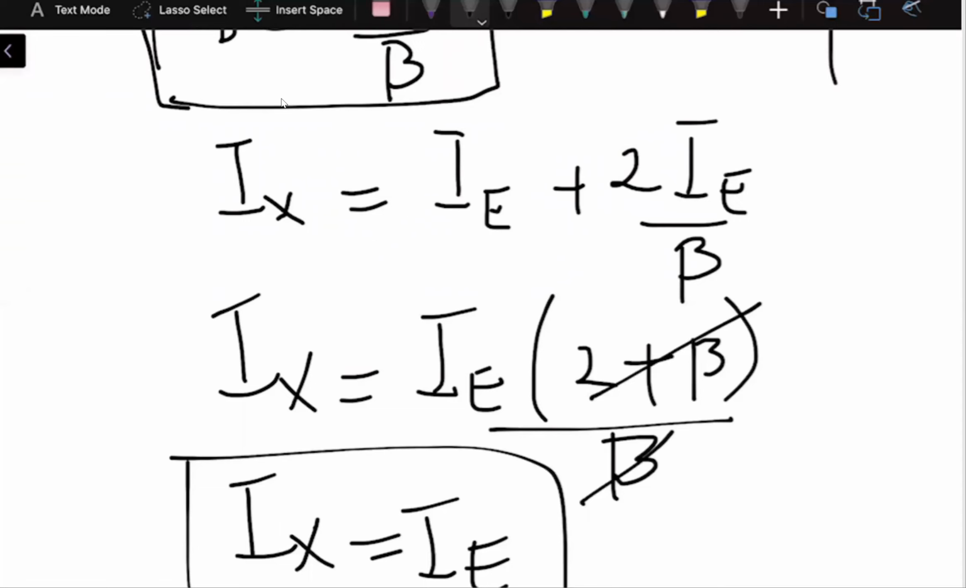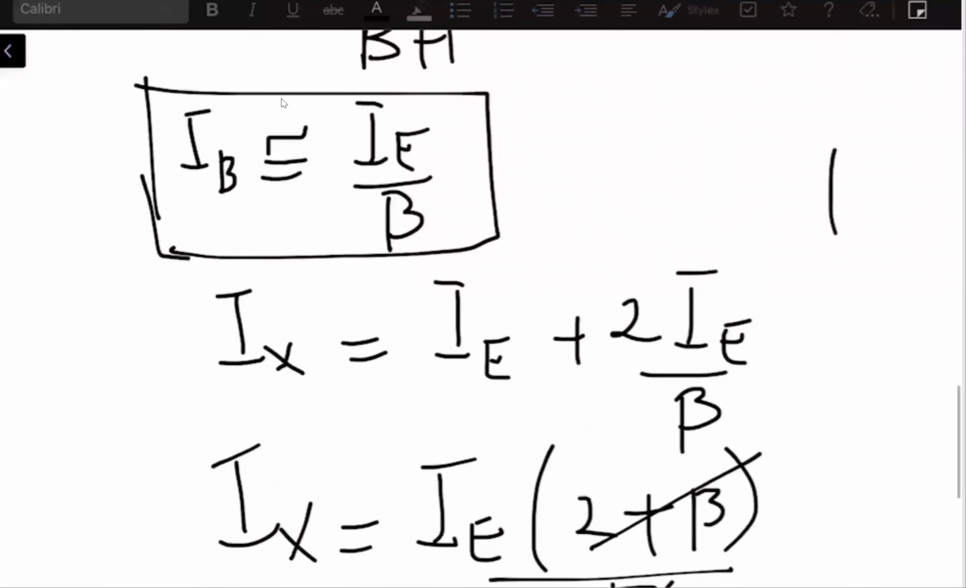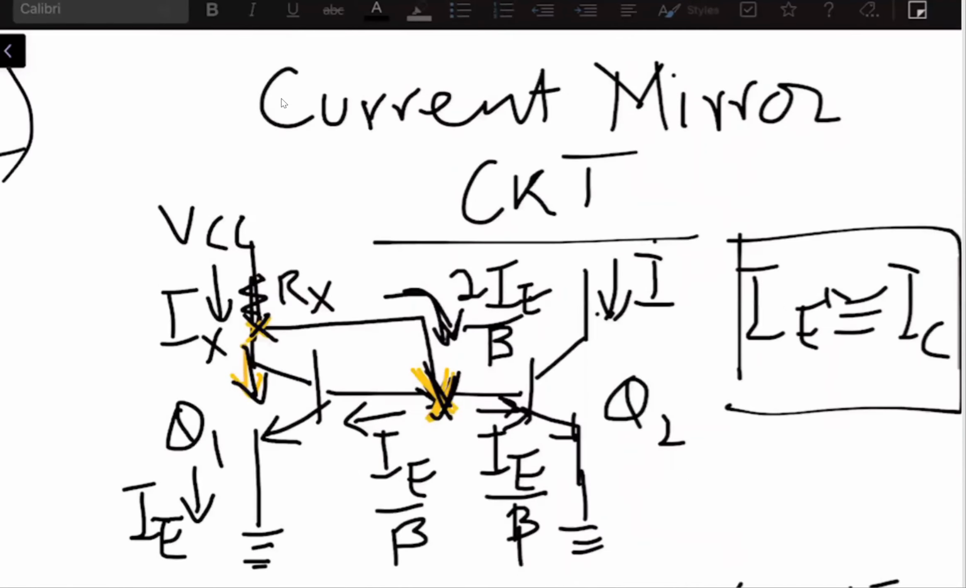Right? So this means if Ix is equal to IE, Ix is equal to IE plus 2 IE divided by beta. Sir, can you explain this equation a bit? Okay. If you see over here, coming back to the circuit, right? So what we have, let me show you from the book.